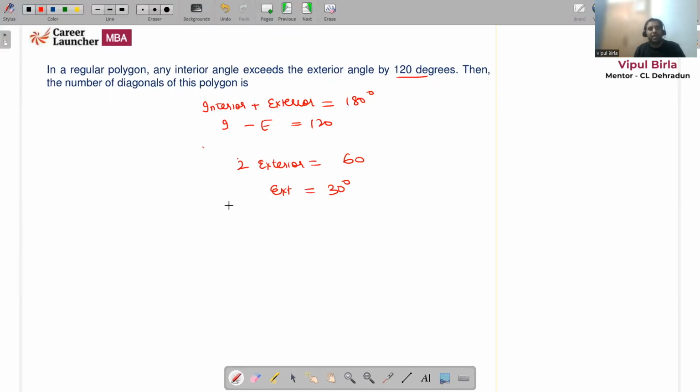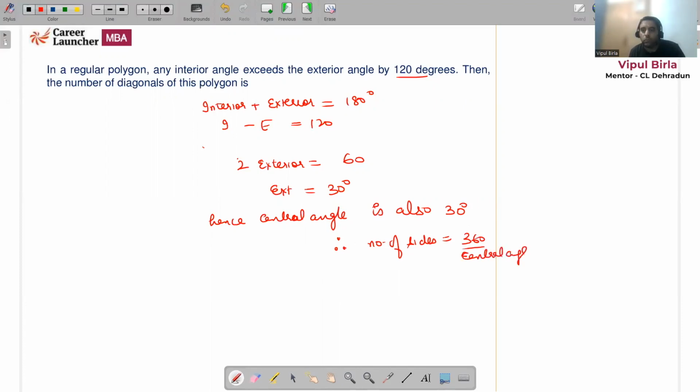Now we know that the exterior angle is equal to 30 degrees. Hence, the central angle is also 30 degrees. Therefore, the number of sides is equal to 360 by the central angle, which is equal to 12. So therefore, this polygon will have 12 sides.